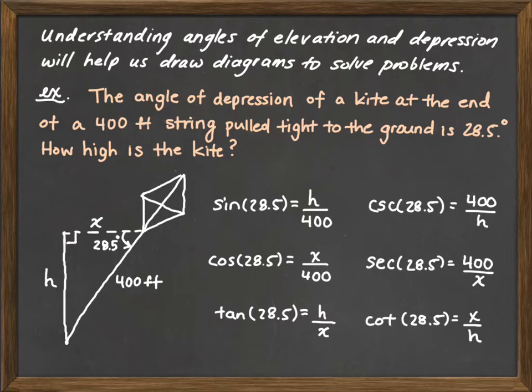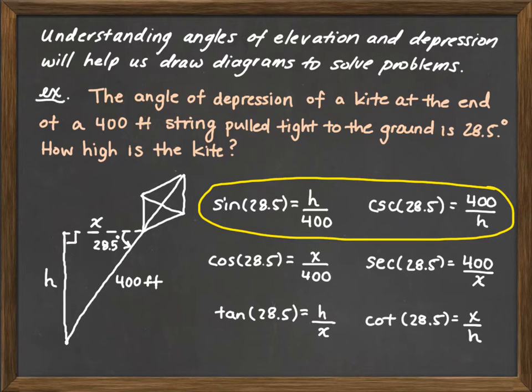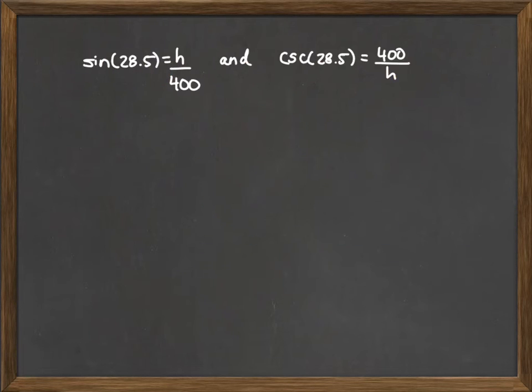We want to use sine or actually cosecant, either one. If we use cosine, for example, we can solve for x, but then we're going to have to use the Pythagorean theorem or another trig identity to use that x to solve for h. So this is going to be the most direct way to do it. So let's go to another slide here.